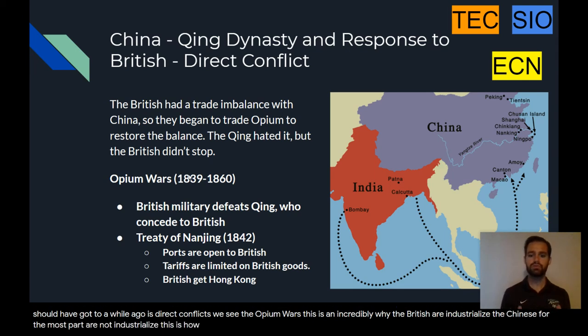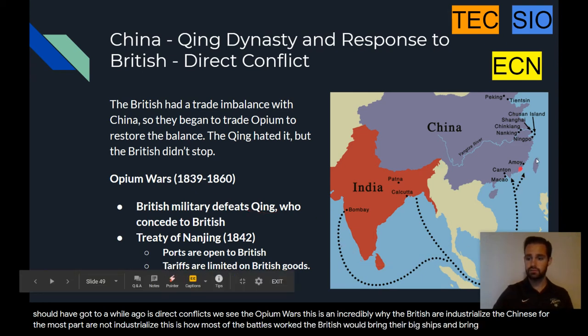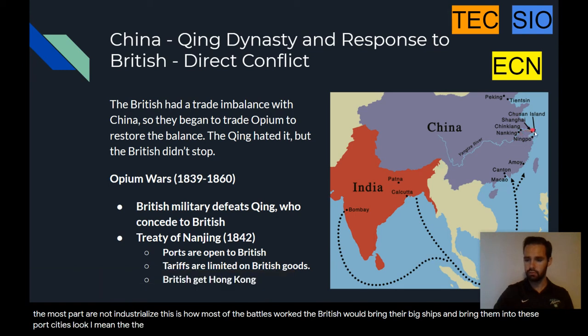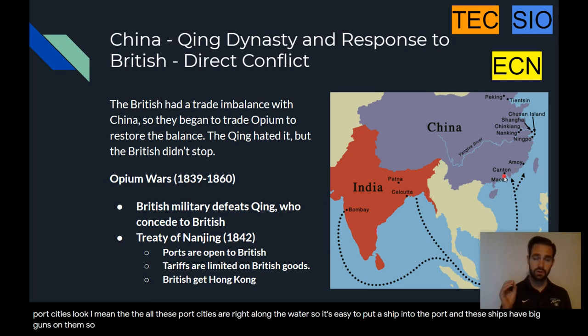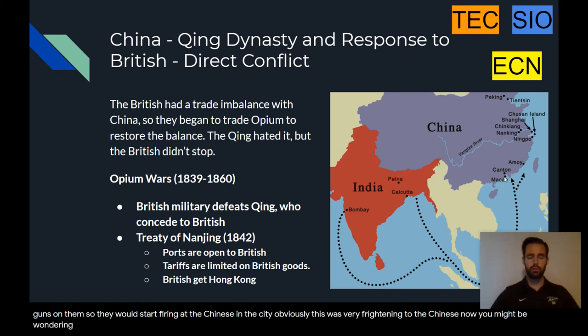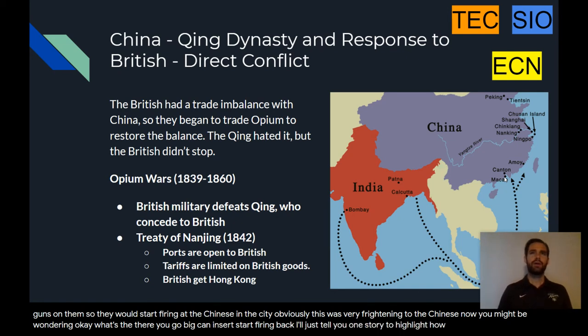This is how most of the battles worked. The British would bring their big ships into these port cities. All these port cities are right along the water, so it's easy to put a ship into the port, and these ships have big guns on them, so they would start firing at the Chinese in the city. Obviously, this was very frightening to the Chinese. Now, you might be wondering, what's the Chinese response? Are they going to bring out their guns and their big cannons and start firing back? I'll just tell you one story to highlight how imbalanced this is in favor of the British.